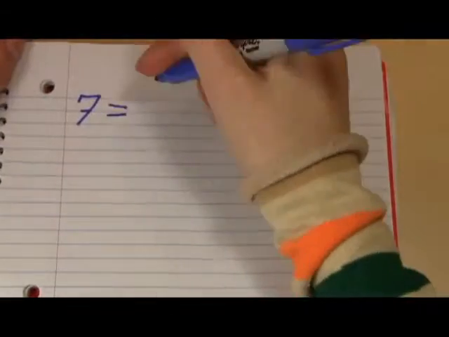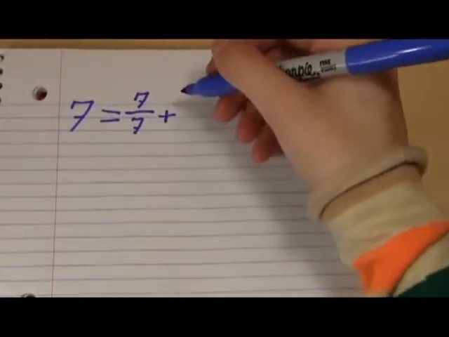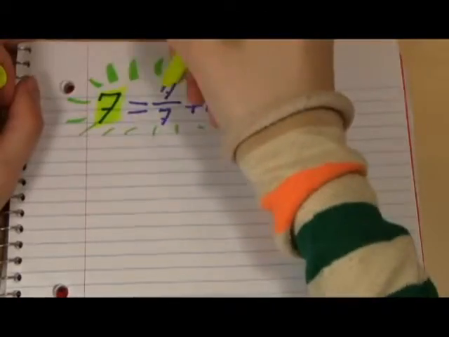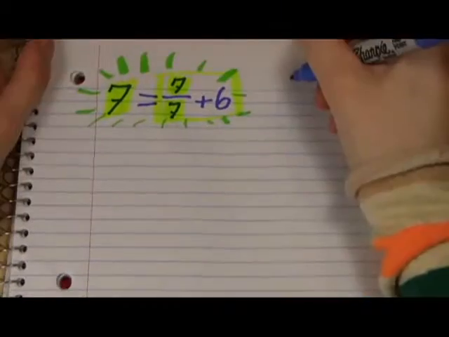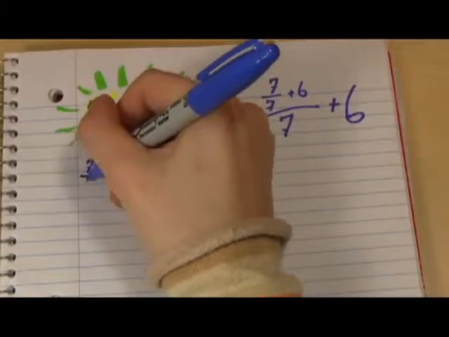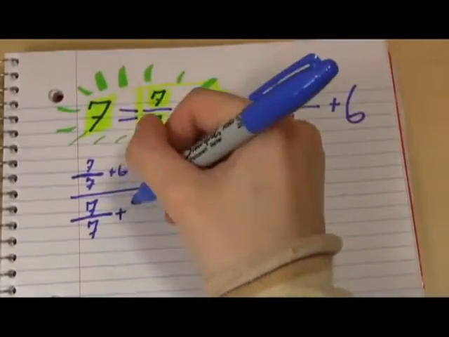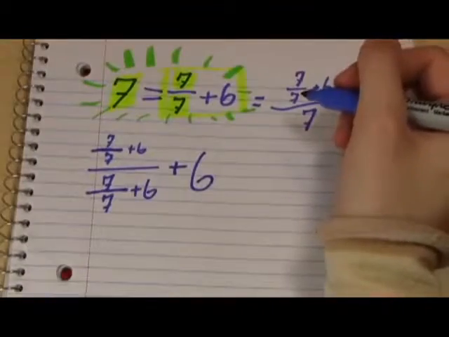Say you want to do something with 7. Maybe you could use 7 over 7, which is 1, so you need 6 more. Why not just add it? There, 7 equals 7 over 7 plus 6. Now you could replace one or the other, but why not both? 7 equals 7 over 7 plus 6 over 7 over 7 plus 6 plus 6.